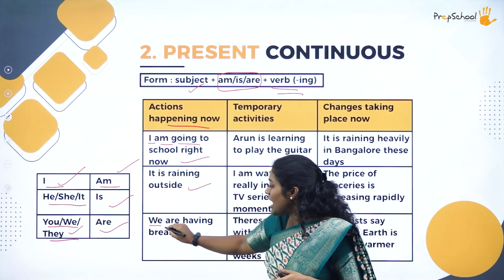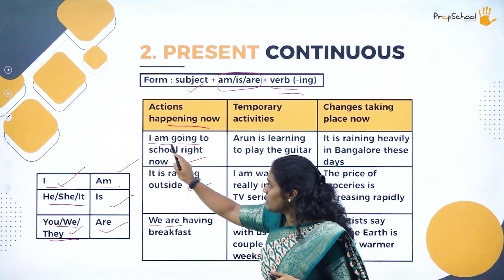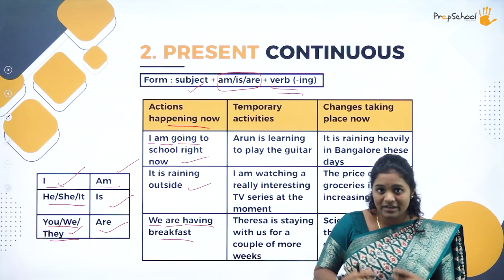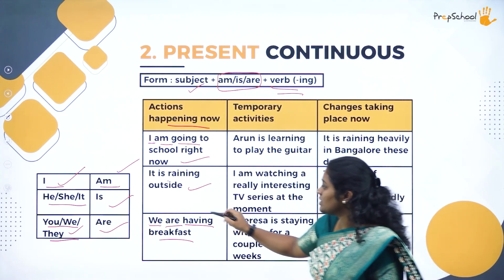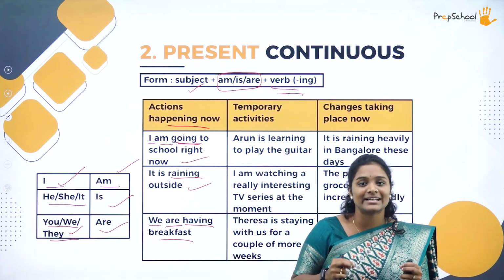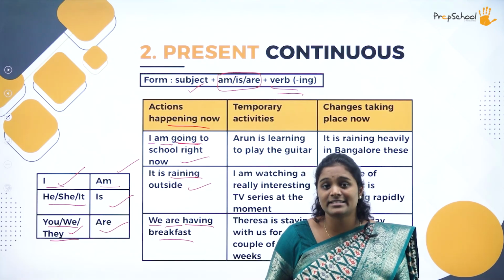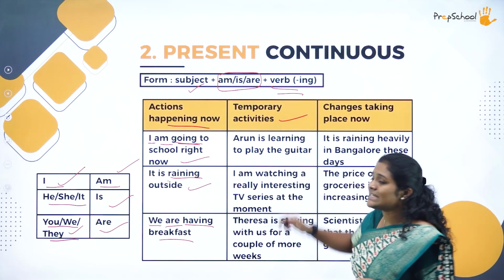Then, we are having. As you see, with all the subjects, different auxiliary verbs, helping verbs, have been used. We are having, have is the verb. We have added ing at the end. Here, raining is the verb, going is the verb. You see that there is a commonality between them, that is ing at the end, which symbolizes the continuation of the action.